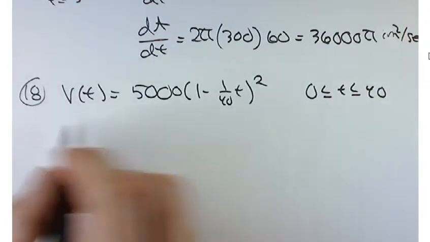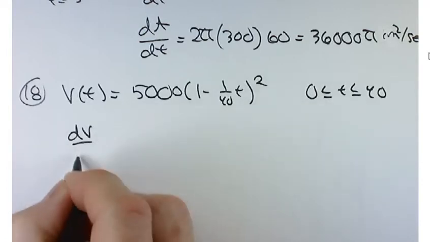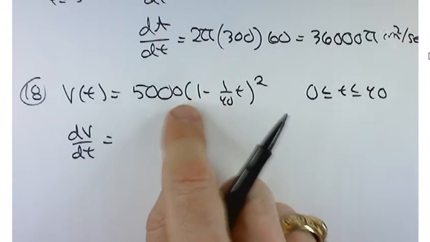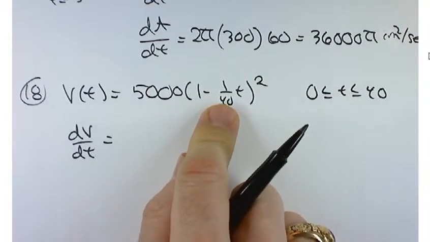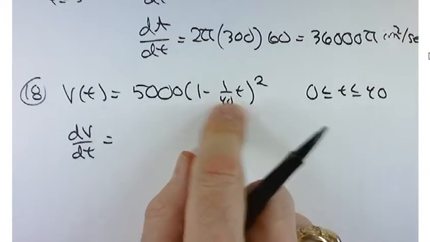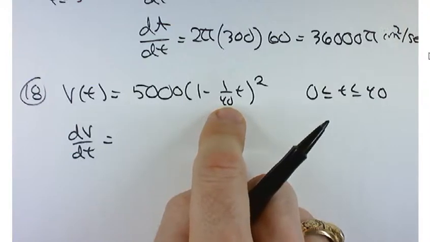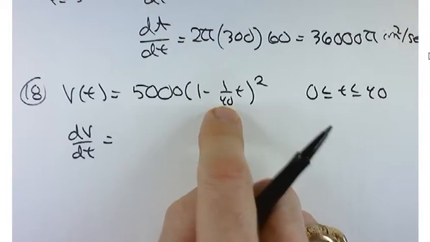So the rate of flow is going to be dV by dt. Let me try that again. I want to differentiate this with respect to time. You could, if you wanted to, square this out, distribute the 5,000, and just differentiate it term by term. But we've got the chain rule, and the chain rule is going to be easier than all that. So let's see if we can apply the chain rule here.